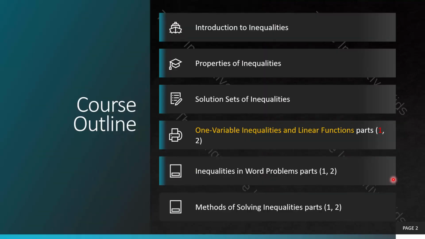As you can see, this is the course outline for our unit, and we have already had our introduction to inequalities, and we learned about properties and solution sets of inequalities. Now, instead of learning all about inequalities, we're going to learn how to simplify them and how to solve inequalities. So this is part 1 of our 4th lesson, one variable inequalities and linear functions. And then moving on, we'll be looking at inequalities in word problems and the different methods of solving inequalities.